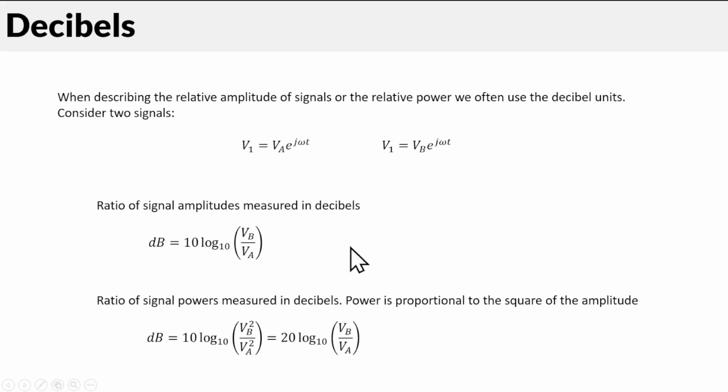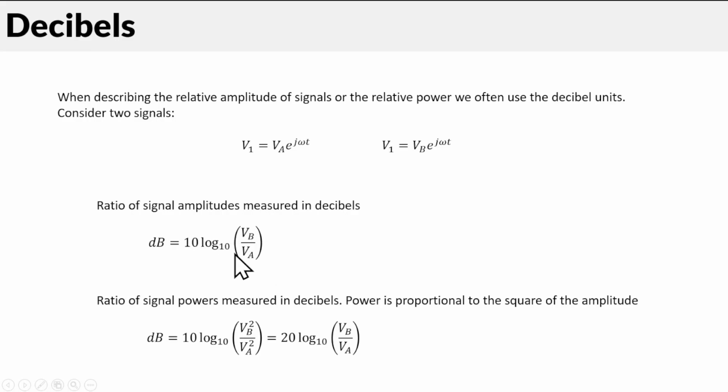So in this case, if we have these two frequencies or two signals, and one has amplitude VA and one has amplitude VB, and we want to compare those amplitudes as a ratio, we can compare them using decibels. To convert that ratio, VB over VA, the amplitude of this signal over the amplitude of this signal, into a decibel, all we do is divide the two, VB divided by VA.